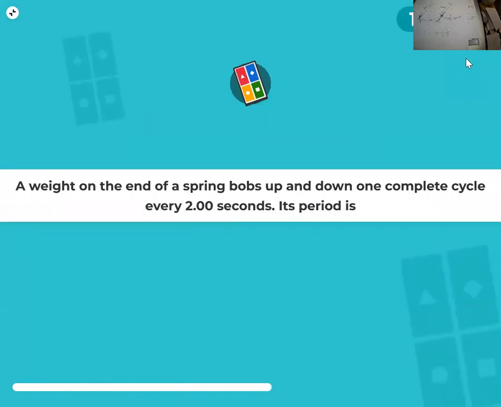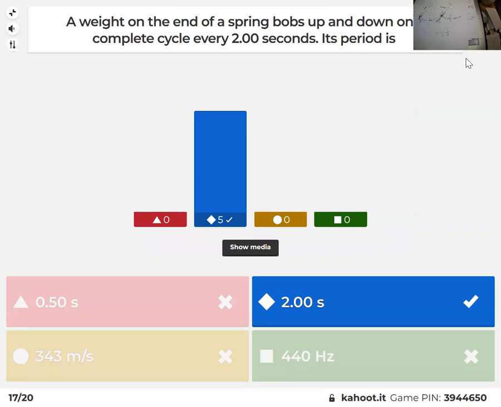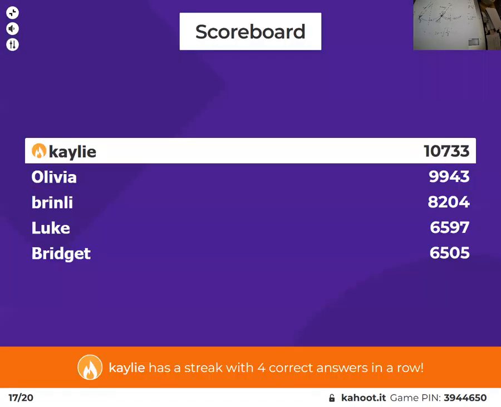A weight on the end of a spring bobs up and down 1 cycle every 2 seconds. What is the time period? So it cycles every 2 seconds. The time period is 2 seconds. Yeah, nice. Right, time period is 2 seconds. Hey, what's the frequency? Maybe 1 over 2, and that would be hertz, right? 0.5 hertz. So time period is 2 seconds. Frequency is 0.5 hertz.